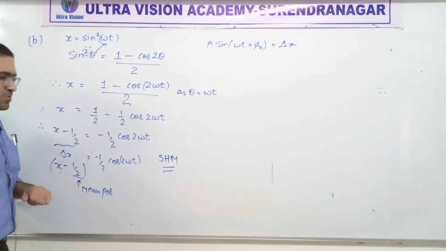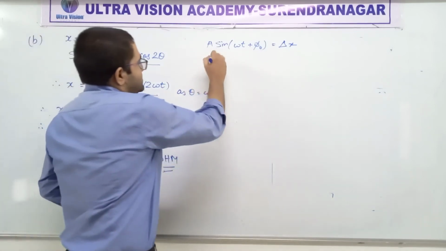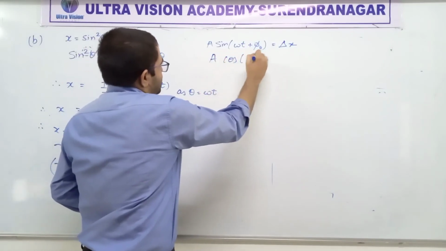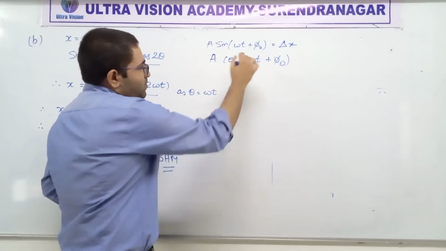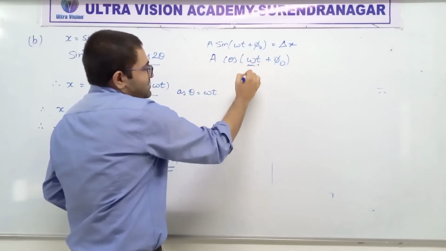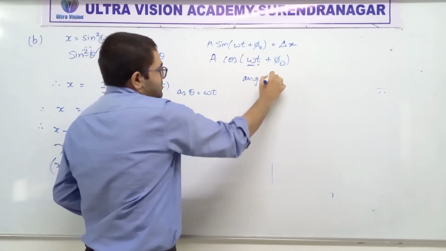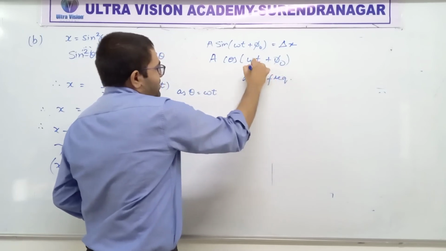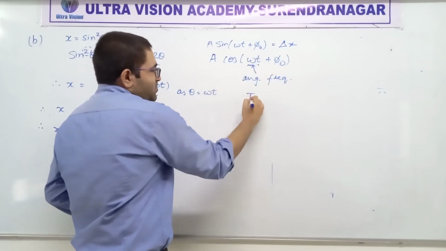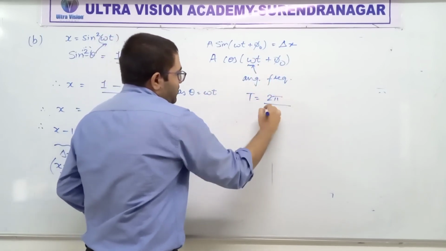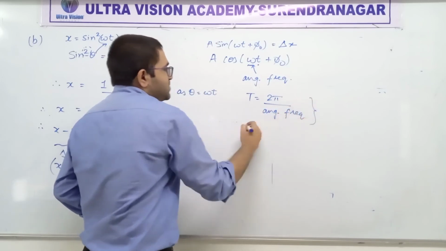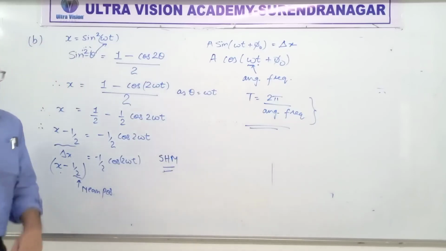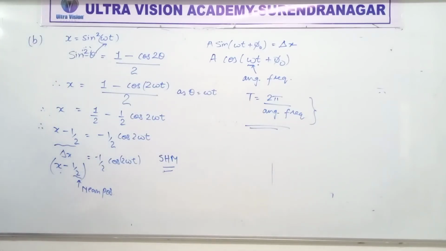What about time period? Have a look. A standard equation of simple harmonic motion is like this or this, and whatever is multiplied with t is called angular frequency. We have already talked about that. And if you want to find time period, you do 2 pi upon angular frequency. Correct? Is this clear to you, everyone?